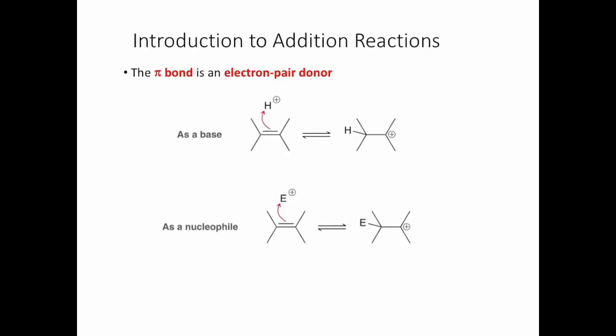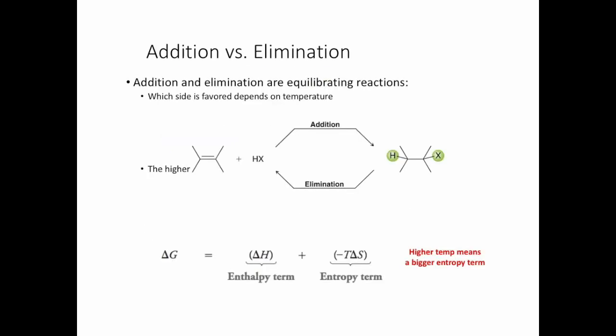So a pi bond is an electron pair donor. It can act as a base by reacting with H+, and it can also react as a nucleophile by reacting with an electrophile. So you can have addition and elimination. In this chapter, we focus on addition. In addition, you start with an alkene and you end up with a carbon-carbon single bond in the product, but it has 2 new bonds, one to this hydrogen and one to the X, which just stands for a halogen.